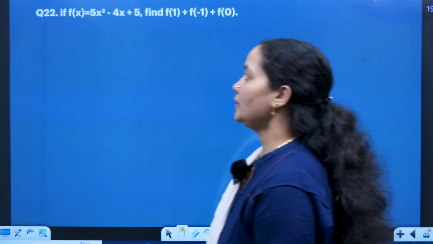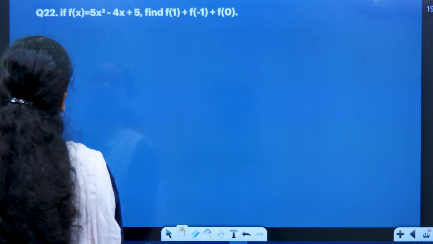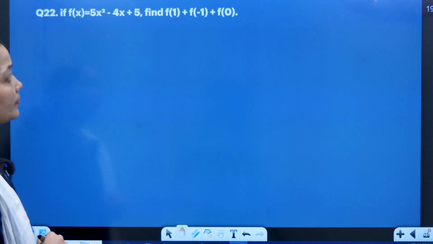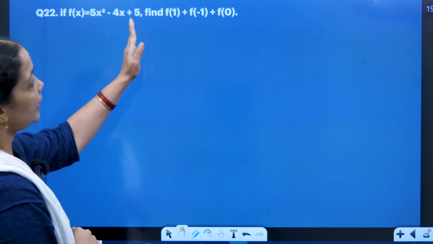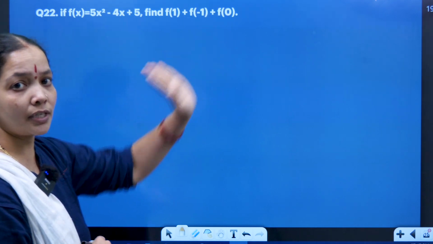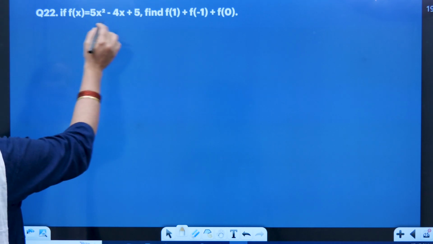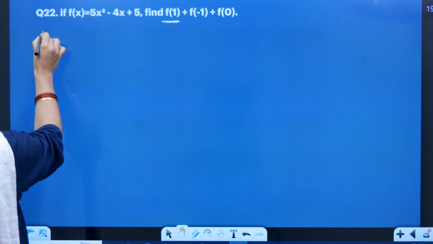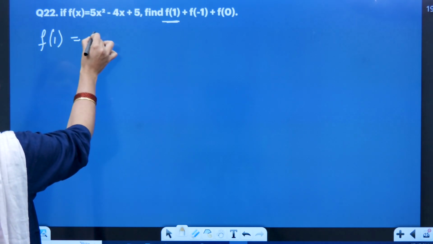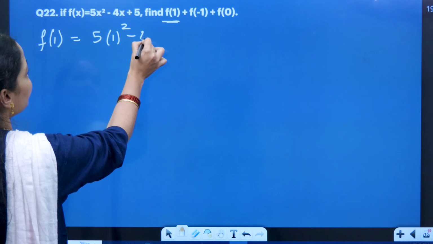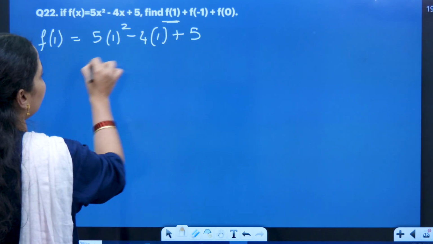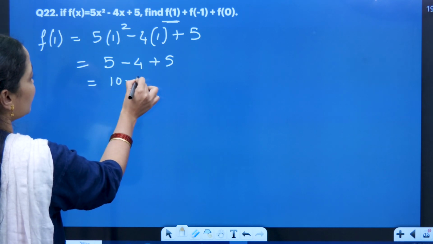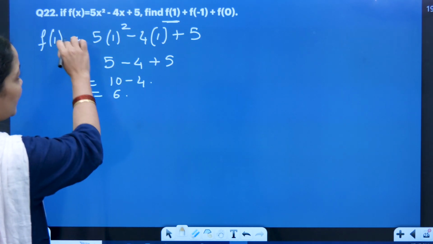Going to the second question, that is 22nd question of the question paper. f of x is given to me, that is 5x square minus 4x plus 5. I have to find the value of f of 1, f of negative 1 and f of 0. First I'll take, whenever f of 1 or negative 1 is given, x value is substituted there. So f of 1 will be equal to 5 into 1 square minus 4 into 1 plus 5. That is 5 minus 4 plus 5, which is 10 minus 4, that is 6. I got the value of f of 1.